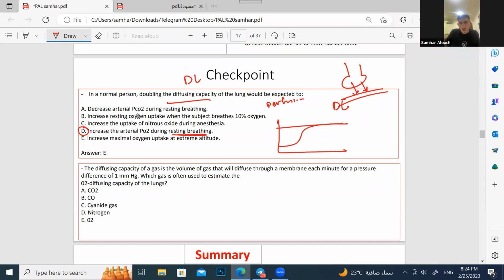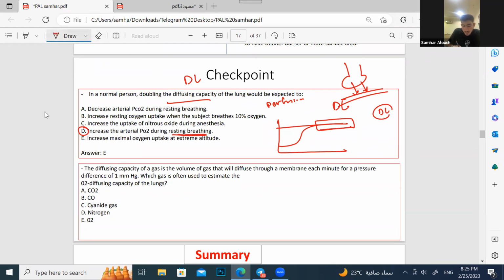Sorry, yeah, because you are perfusion limited. You are not diffusion limited. You have no problem in DL. So no matter how much you increased, you are actually at the max. So now, is it understood why it's not D? Because it already reached the max. It's resting breathing, the normal condition. Even if we double DL, we are already at the max. So we are perfusion limited.